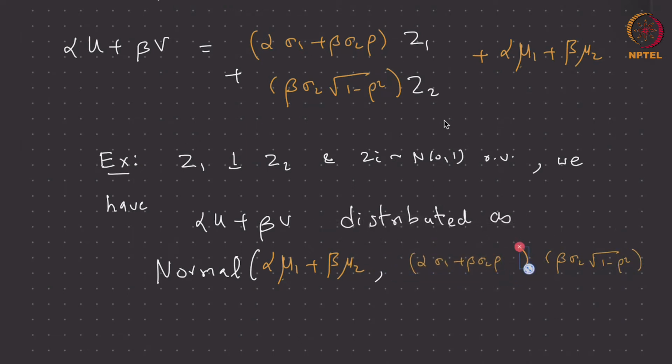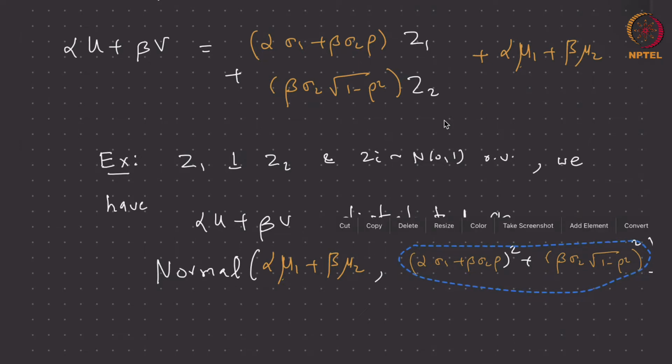I'll make it a little smaller so you can see it a little better. I'll put a small one here. So plus squared plus this squared. So that's what the normal is going to be, right? Because if I'm scaling a normal random variable, its variance will just be multiplied by the whole square of that. So that's the distribution of alpha u plus beta v.